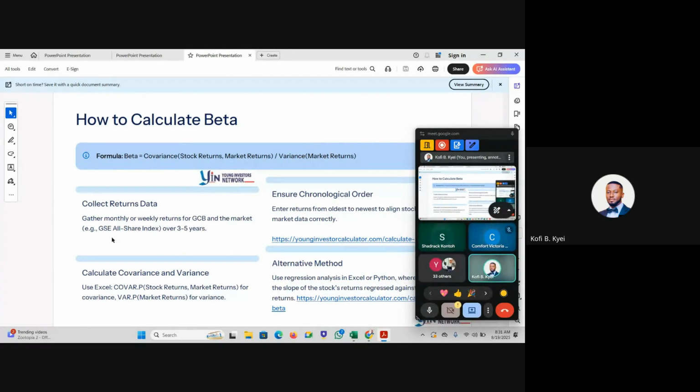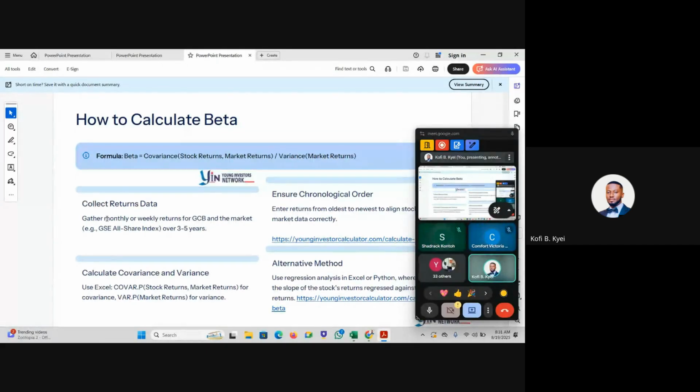So as you can see on the screen, you say gather monthly or weekly returns for GCB and the market over 3 to 5 years. So you can do monthly, you can pick it monthly. But what I did was I did it for the end of the year. It is more efficient when you do the monthly. So I'm teaching you to do the monthly.